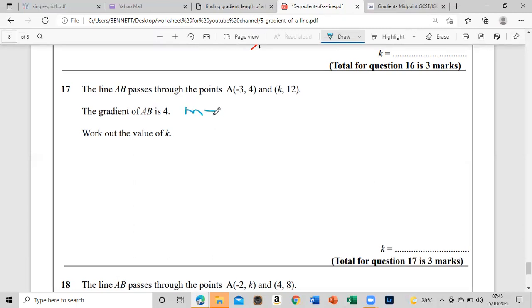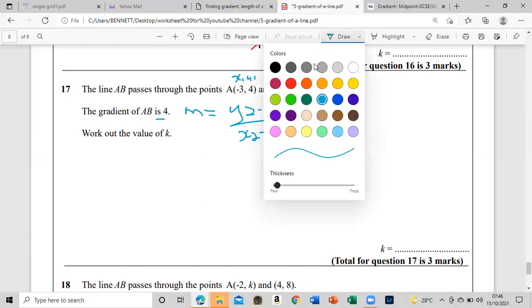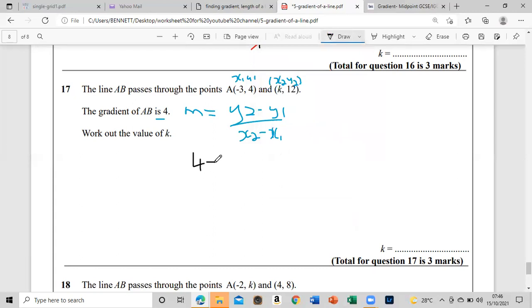In the meantime, we know that gradient m is equal to y2 minus y1 over x2 minus x1. We can call this x1, y1, and this x2, y2. So let's put in what we know. We know that the gradient is 4.